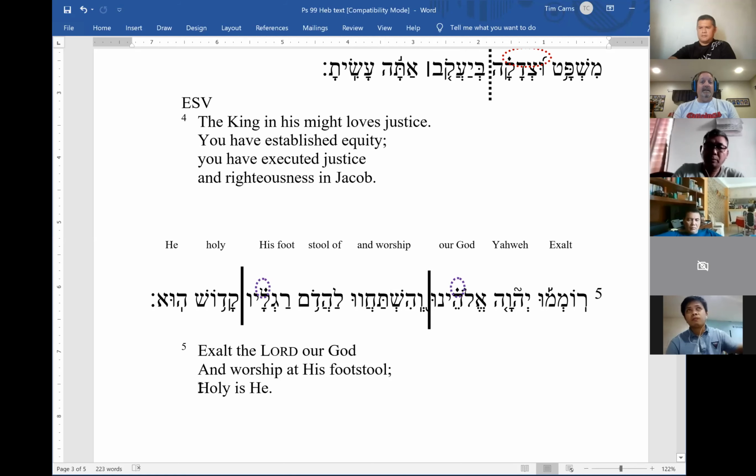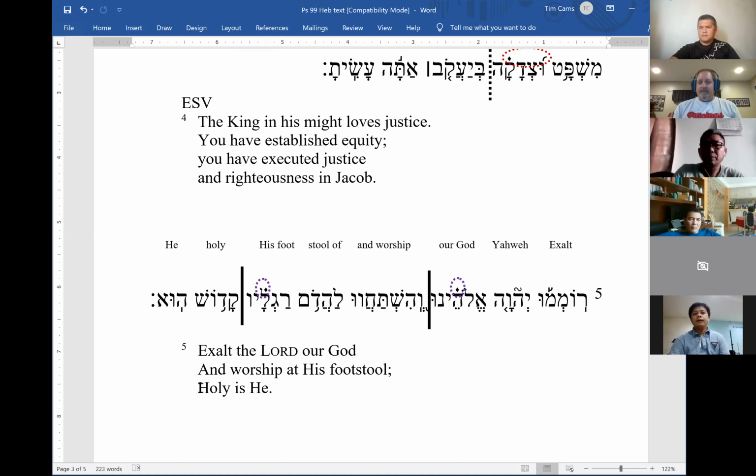Okay, so that's how the translators do it. They just look at the Hebrew text and they look for these accent marks, and then they take the major accent marks and understand those to be the divisions within the verse. Okay, that's how they do it.